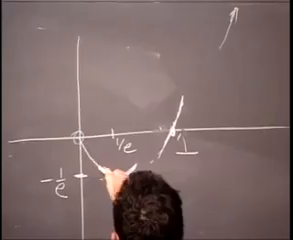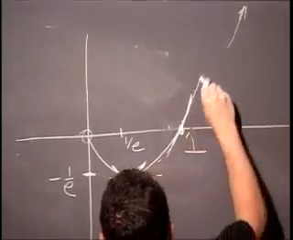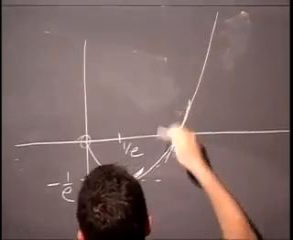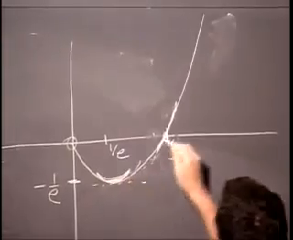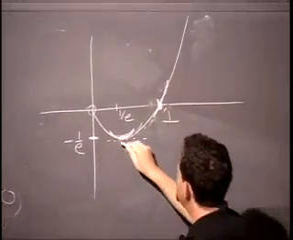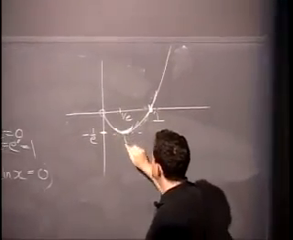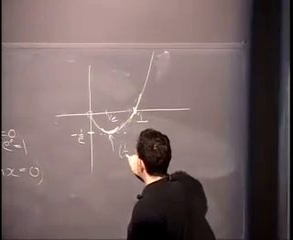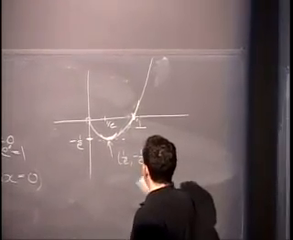So actually, I kind of made a mess. You can tidy it all up. But the curve must look something like this. It has a minimum at 1 over e, comma, minus 1 over e.